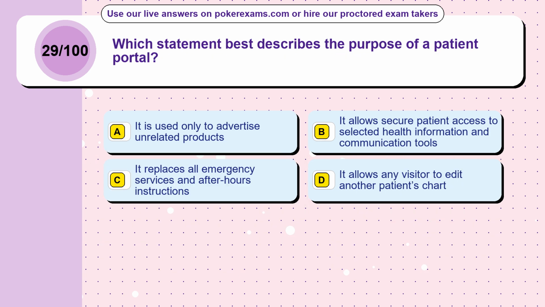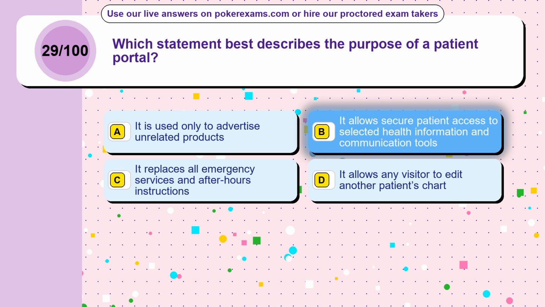Question 29. Which statement best describes the purpose of a patient portal? Option A. It is used only to advertise unrelated products. Option B. It allows secure patient access to selected health information and communication tools. Option C. It replaces all emergency services and after-hours instructions. Option D. It allows any visitor to edit another patient's chart.